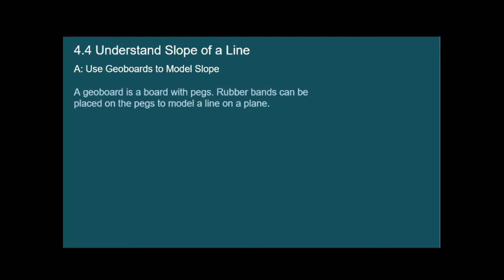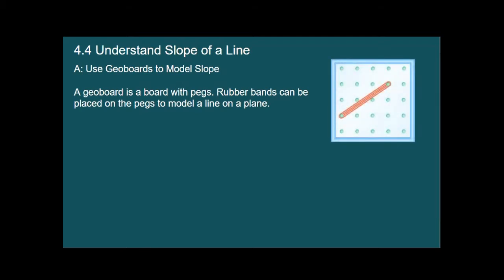So let's first, what is a geoboard? A geoboard is a board with pegs, and then rubber bands can be placed on the pegs to model a line on a plane. So we can imagine this as a part of a Cartesian plane, right? An XY coordinate axis plane. And then if you put a rubber band from one peg to another peg to any other peg on there, it will create a straight line. And so that's what a geoboard is.